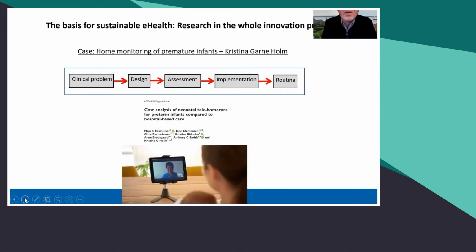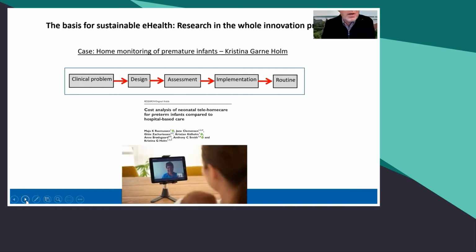Next slide. So the best example we have is the home monitoring of premature infants made by my colleagues, Christina Garner-Holm and Jane Clemensen. It was a PhD study made by Christina, trying to see, can we move these patients from being at hospital for 4 to 6 weeks to being at home and being taken care of by the parents and have the nutrition in a tube into the nose.